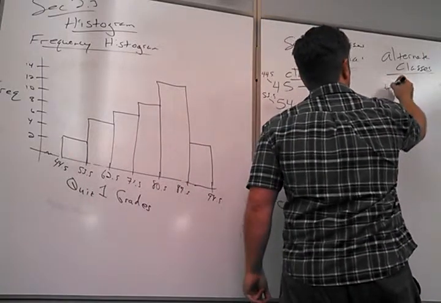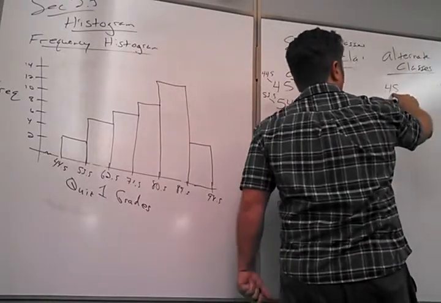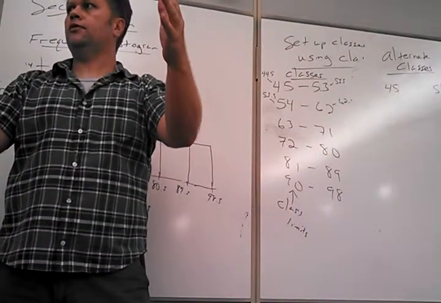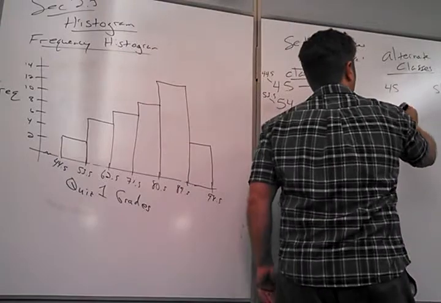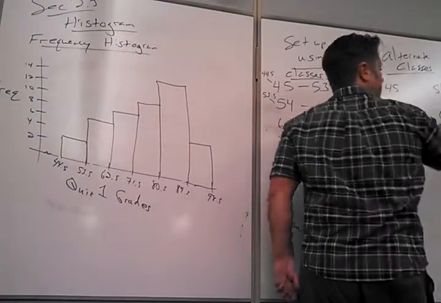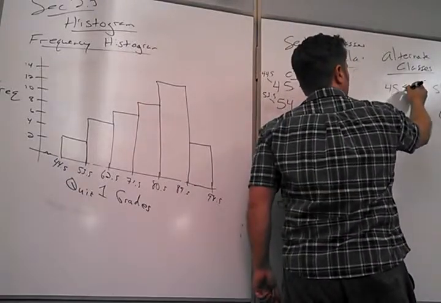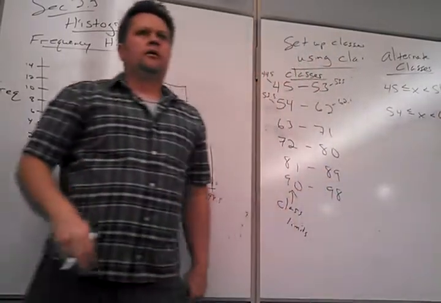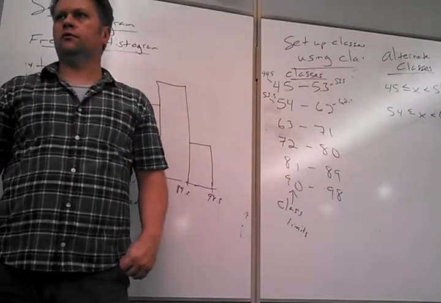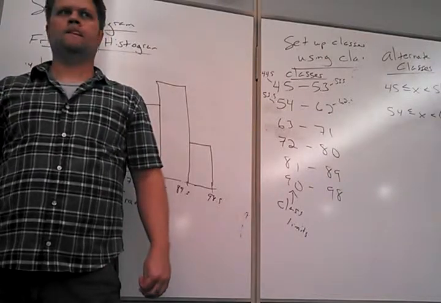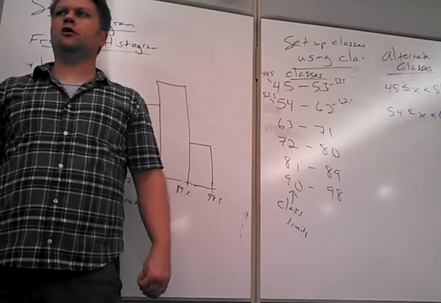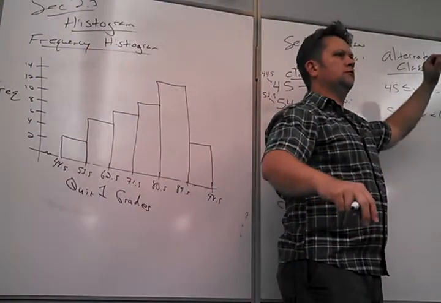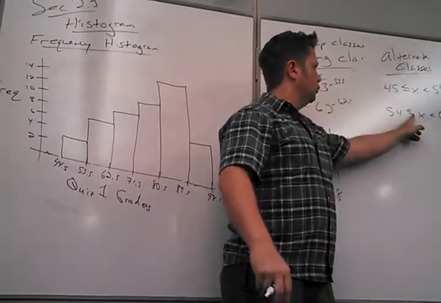So what we do here, this is the beautiful thing about my way. 45 plus 9 is 54. Yay, you can see exactly the width there. But then the next class has to start at 54, right? So what you say is, you say it like that. So where would 54 go? Which class would 54 go into? The second one, because the first one is less than 54. The second one includes 54, right?